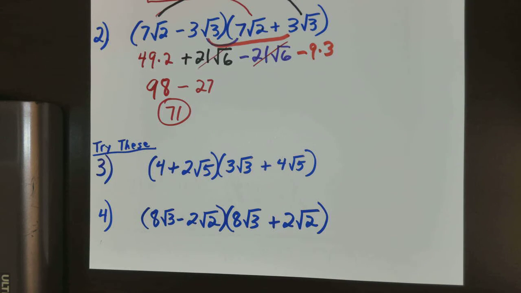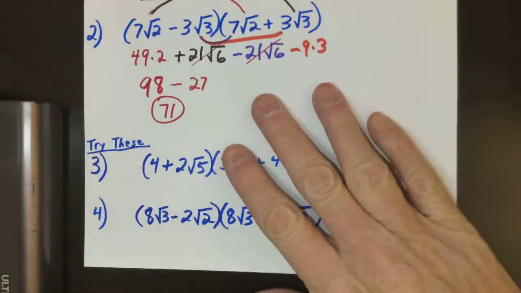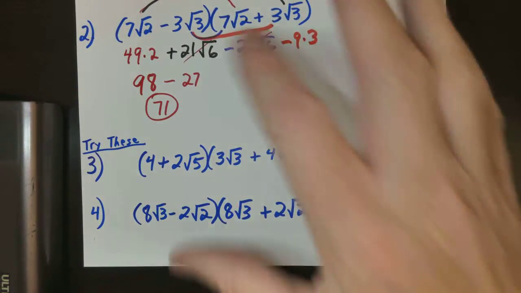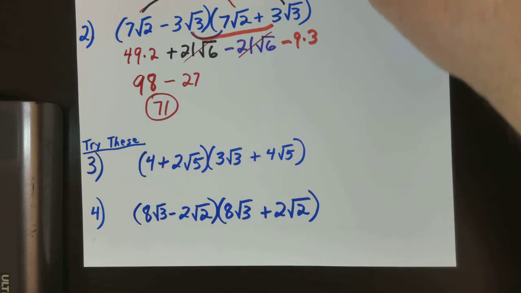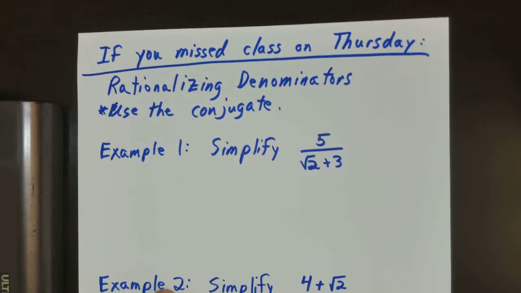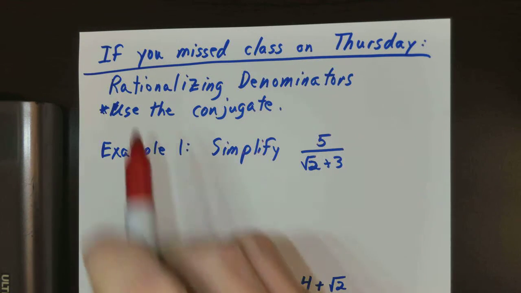Now, if you missed Thursday, I'm just going to do a couple of examples. First of all, if you were here Thursday and you did all the work we did on Thursday, you finish these two, you're done. You don't have to watch the rest of the video. This is for the people who missed Thursday, just to give them some notes on the work we were doing.